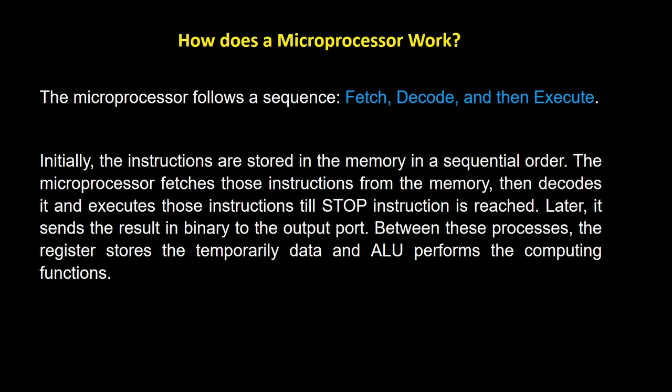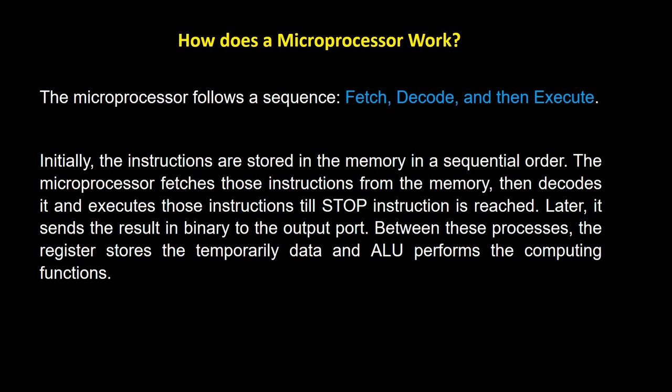Initially, the instructions are stored in the memory in a sequential order. The microprocessor fetches those instructions from the memory, one at a time. The fetched instruction is then decoded to determine what operation needs to be performed. After the instruction is decoded, the microprocessor executes it.